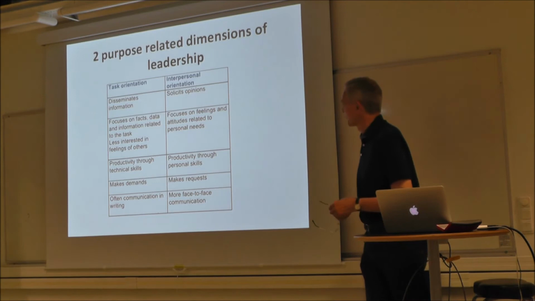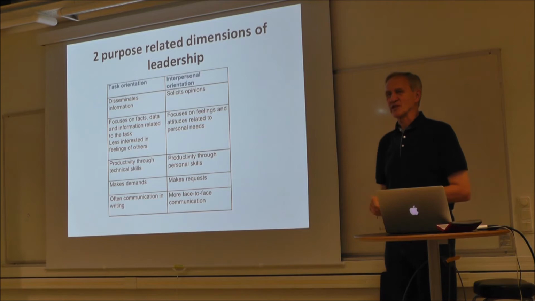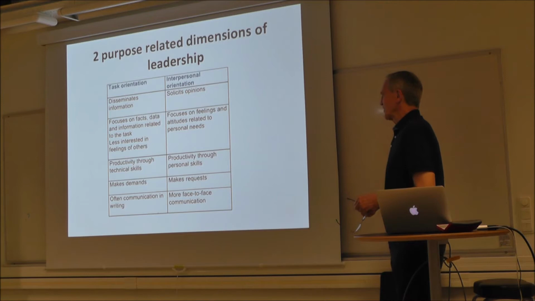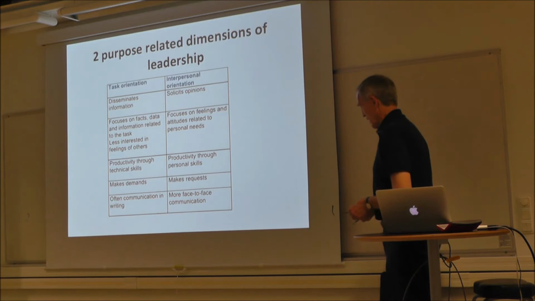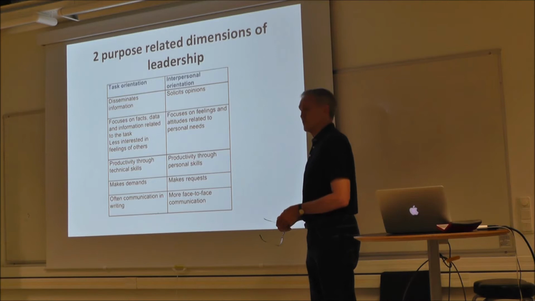So if you have task orientation, you disseminate information. But if you have a more interpersonal orientation, you solicit opinions from people. If you have a task orientation, you focus more on facts, data, and information related to the task. And you're less interested in the feeling of the people you're leading. If you have an interpersonal orientation, you focus on feelings and attitudes related to personal needs of these people.